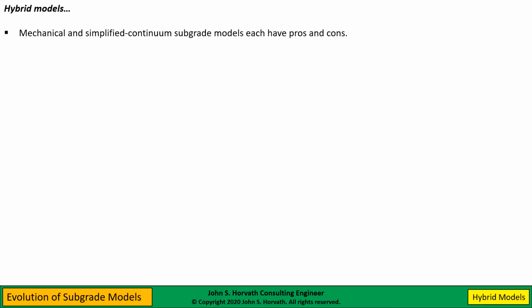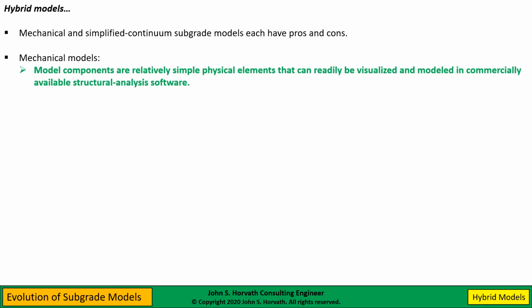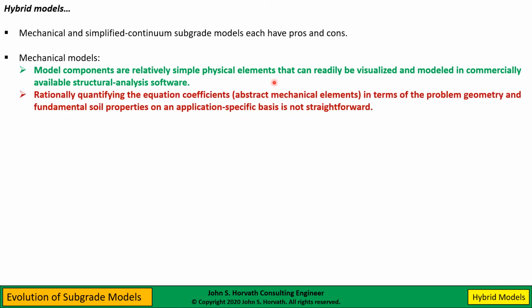It's no surprise that both mechanical and simplified continuum models have pros and cons. With mechanical models, certainly we can visualize what these mechanical elements are. It's pretty unambiguous what a spring is, and pretty straightforward to model that in structural analysis software. But how do you come up with spring constants, or what's the tension in a tension membrane, or the shear in a shear layer? That's not the shear modulus, but what is it?